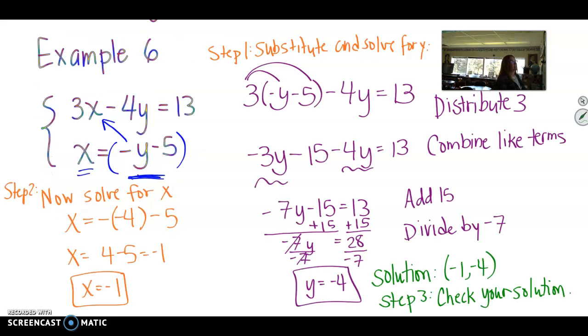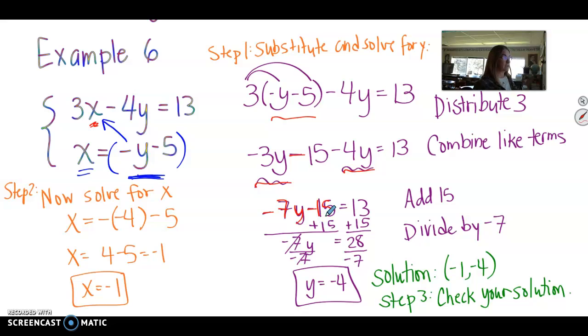All right, so the first step is to substitute in that negative y minus 5 in place of the x right here, since x is equal to that. Distribute the 3, so you get negative 3y minus 15, and then minus 4y equals 13. Combine your like terms here. You've got a negative 3y minus 4y. That's a negative 7y. And then you still have this minus 15.